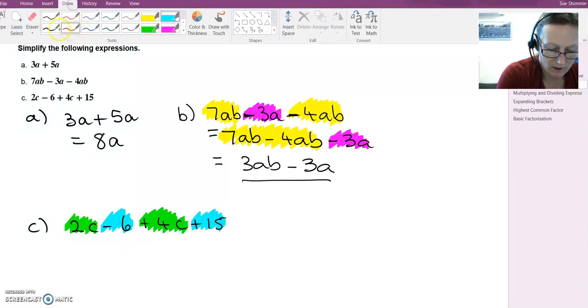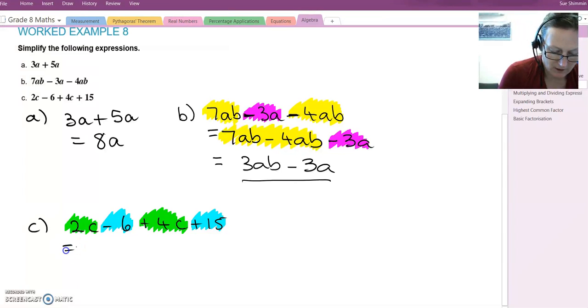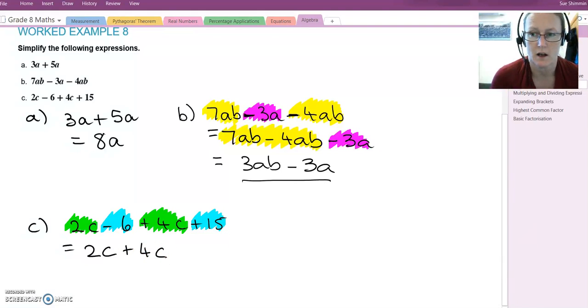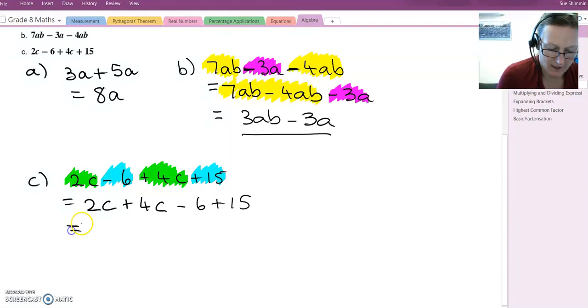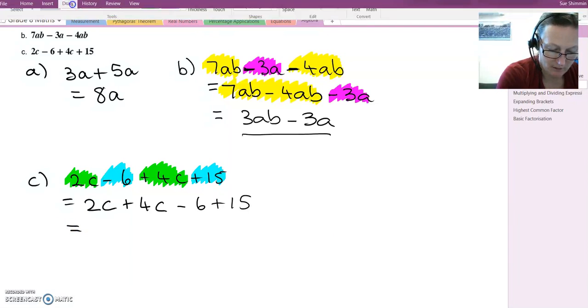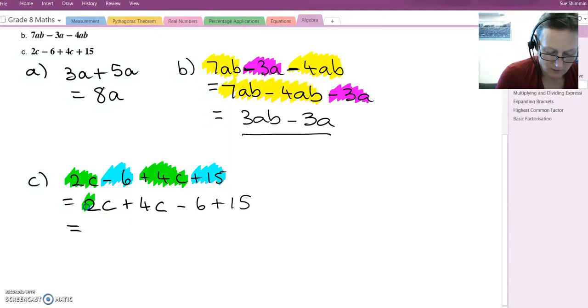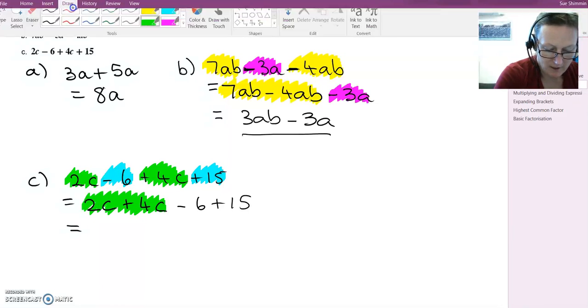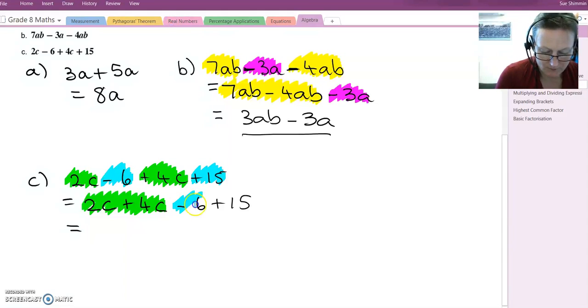So we're going to rewrite this expression with our like terms next to each other. Remember, the sign in front is what goes with it, which is why I always highlight the sign in front as well. Rightio. So I've rearranged that. Now let's look at our like terms again and see what we can do. So I've got 2c plus 4c and my other lot of like terms being here.